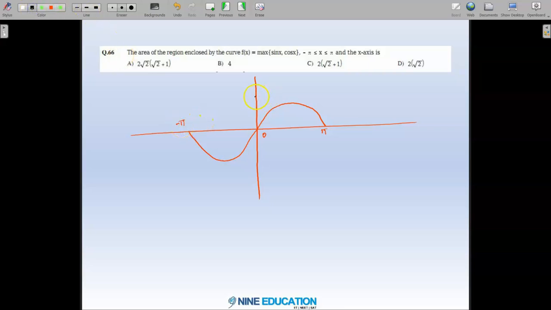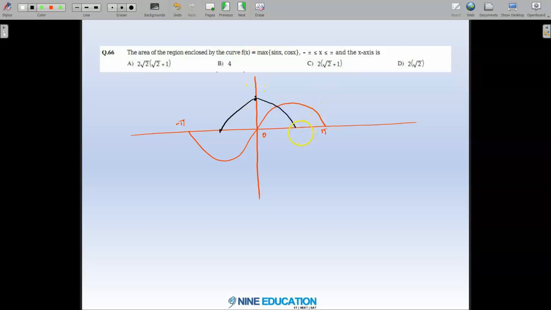Cos x graph will be something like this. At 0 it will be at its highest point, which is 1. In between, at minus pi by 2 it will be 0 somewhere, so it will drop to 0. Here also at pi by 2 it will drop to 0, right side also.